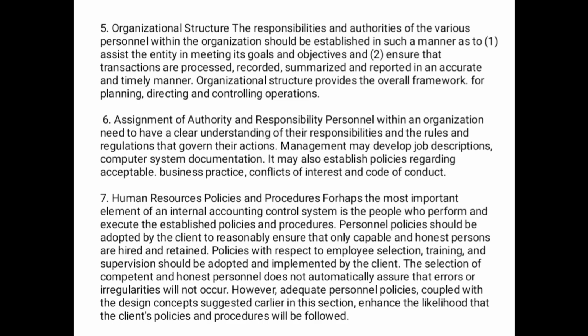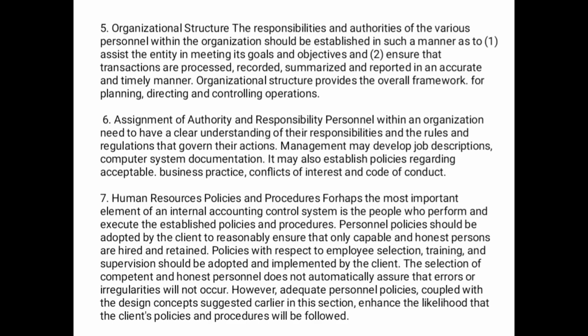7. Human resource policies and procedures. Perhaps the most important element of an internal accounting control system is the people who perform and execute established policies and procedures. Personnel policies should be adopted by the client to reasonably ensure that only capable and honest persons are hired and retained. Policies with respect to employee selection, training, and supervision should be adopted and implemented by the client.